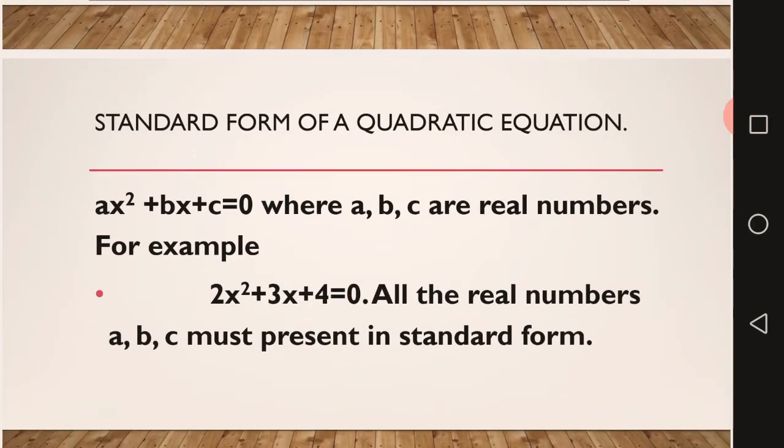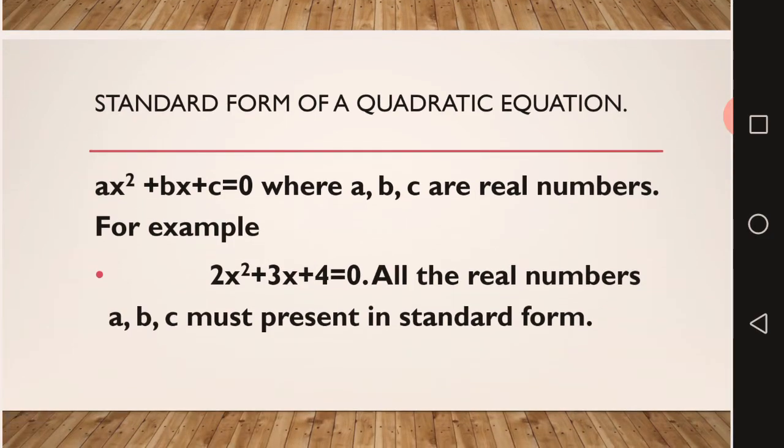Now let's see the standard form of a quadratic equation. Ax square plus bx plus c is equal to 0, where a, b, c are real numbers. For example, 2x square plus 3x plus 4 is equal to 0. All the real numbers a, b, c must be present in standard form. If c is not present like in the previous example, then it can be 0, but it must be there.